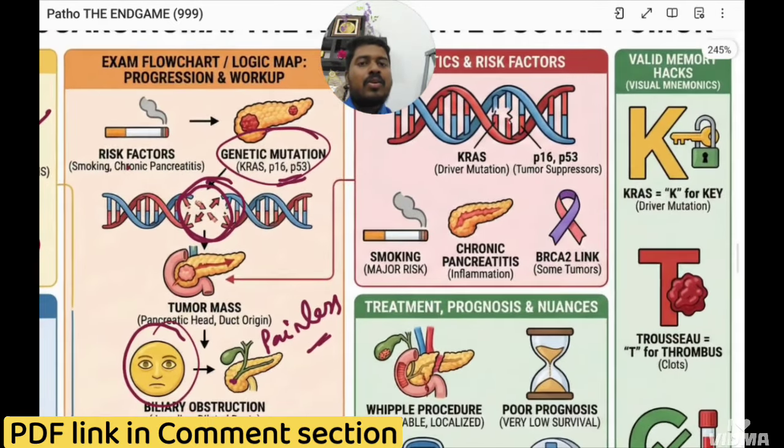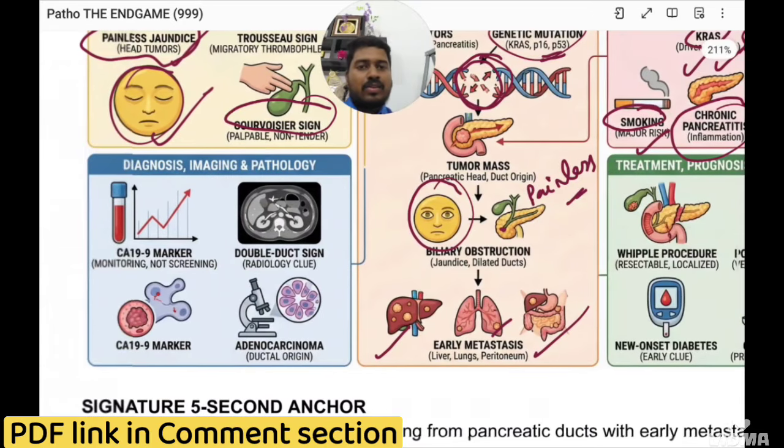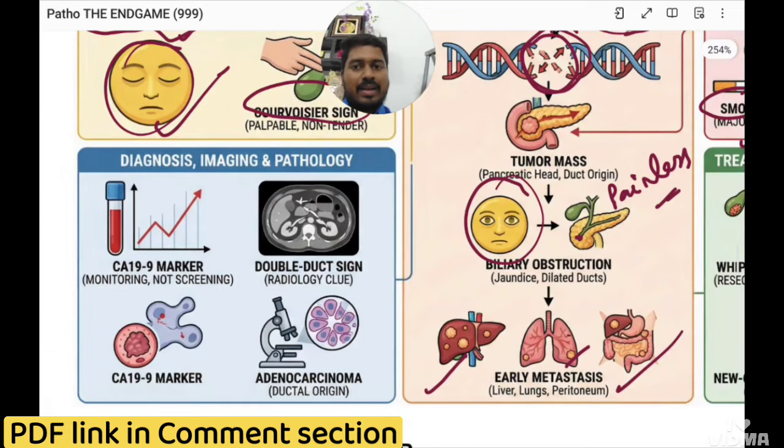Okay. So all these are, KRAS is the driver mutation, P16, P53 are two tumor suppressors, the brakes of the car. Okay. So when they are lost, and along with that, smoking is a major risk factor, chronic pancreatitis, BRCA link is also there. Okay. So that causes all this pancreatic adenocarcinoma. Okay. So now, which is the marker? If you remember tumor markers chapter, CA19.9 is for pancreatic adenocarcinoma.